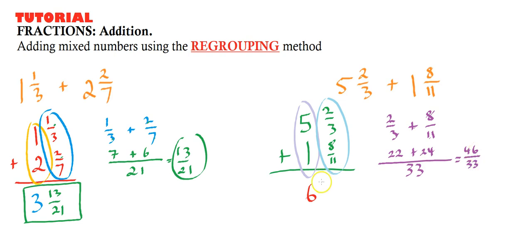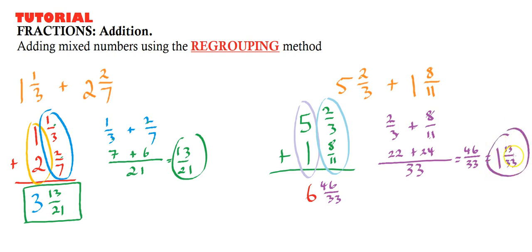So I can put 46 over 33 here, but I also notice that 46 is greater than 33, so it's an improper fraction. So I really should simplify. So this becomes 1 and 13 over 33.